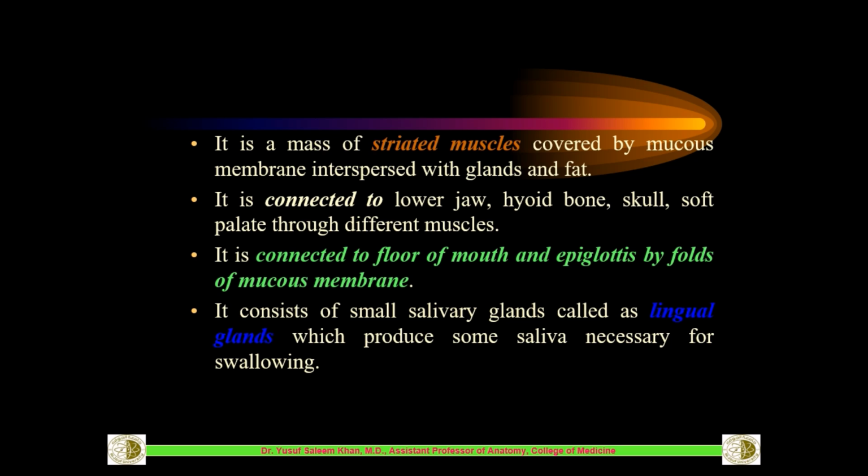We will discuss about the different muscles which will be connecting all this tongue to different parts of the bones. It is connected to the floor of the mouth and epiglottis by folds of mucous membrane. So you can see the mucous membrane surrounding the whole of the tongue as well as the surrounding tissue. It consists of small salivary glands called the lingual glands, which produce some saliva necessary for swallowing. Main salivary secretion will be from the salivary glands, but a small quantity of the saliva is also produced by the lingual glands, which are small salivary glands in the tongue.